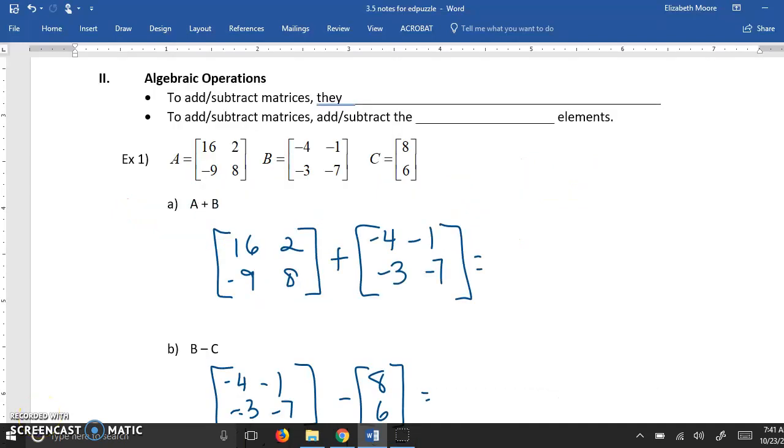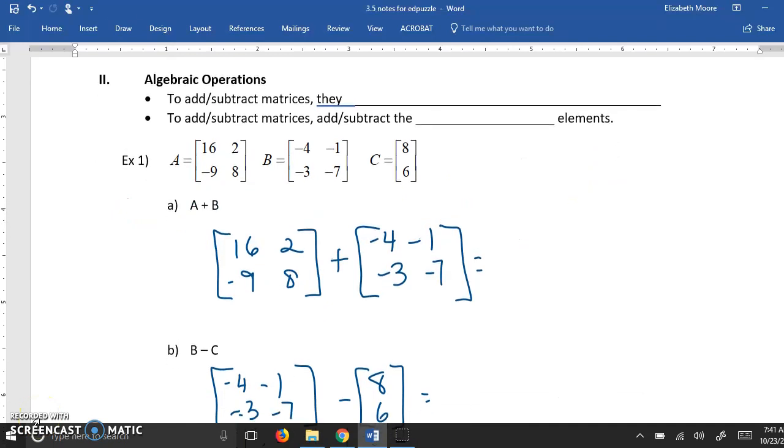To add or subtract matrices, they must be the same size. So in other words, if we have a 2 by 3 matrix, we can add it with another 2 by 3 matrix. But let's say I have a 2 by 3 matrix and a 2 by 2 matrix, then I cannot add or subtract them with each other. To add or subtract our matrices, all we want to do is add or subtract the corresponding elements.